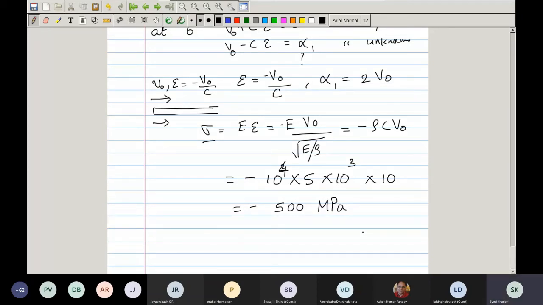Another interesting thing is no matter whether a bar is of a smaller area of cross section or a larger area of cross section, the moment you apply this velocity you will get this stress. No matter what. So what I was trying to tell you is that if you have a bar and you apply a velocity to it, the stress you will generate is 500 MPa, and it's given by rho c v naught. Let us see how it propagates in time.